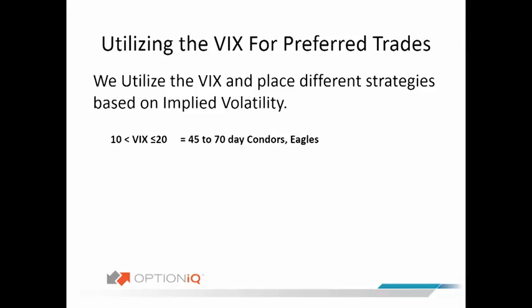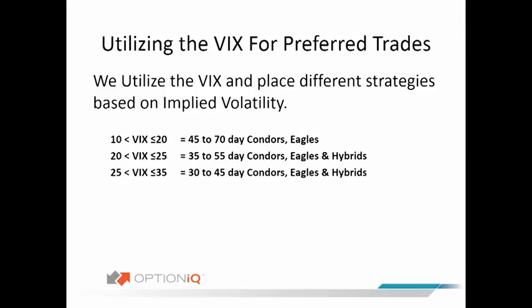If the VIX is greater than 10, but less than or equal to 20, then we recommend setting trades with 45 to 70 days, and we recommend trading iron condors and the eagle strategy. If the VIX goes up and is greater than 20, but less than or equal to 25, then we recommend a shorter term period, 35 to 55 days, and we recommend condors, eagles, and hybrids. You'll notice as the VIX starts to pick up, we're recommending that your strategies become more conservative.